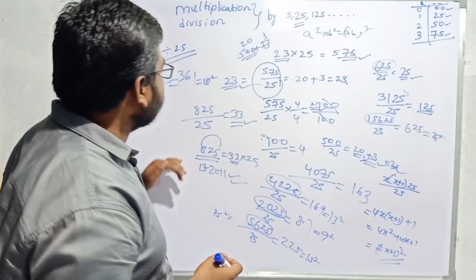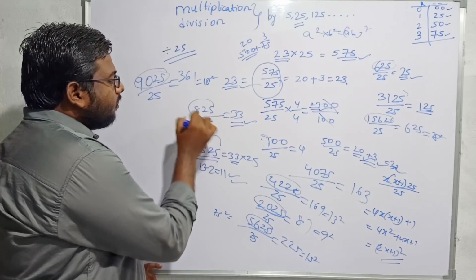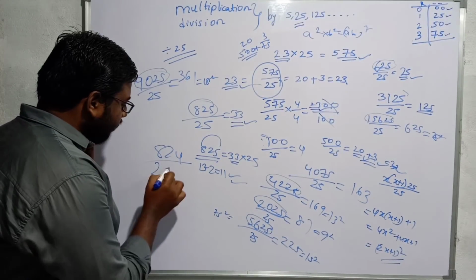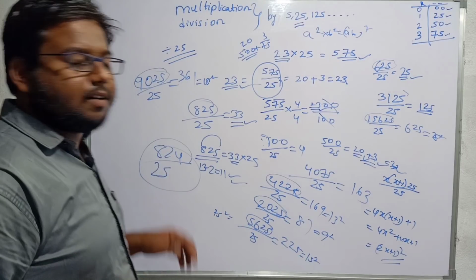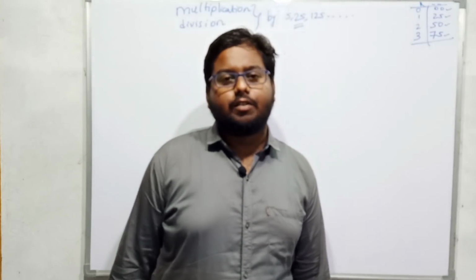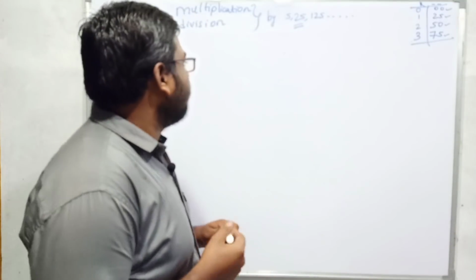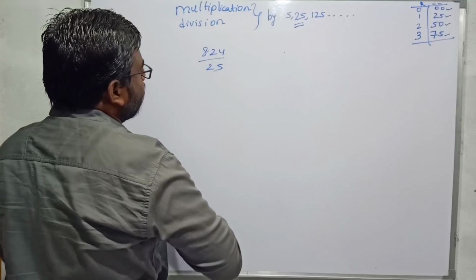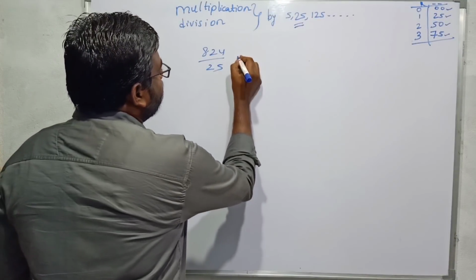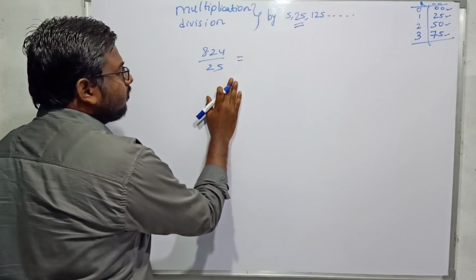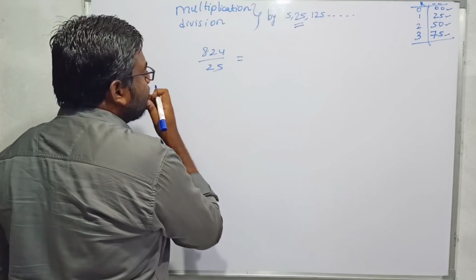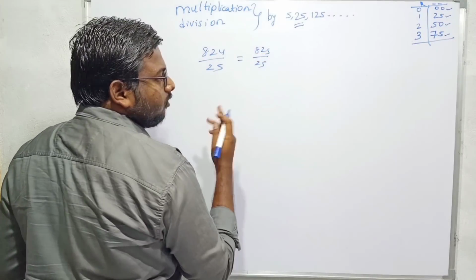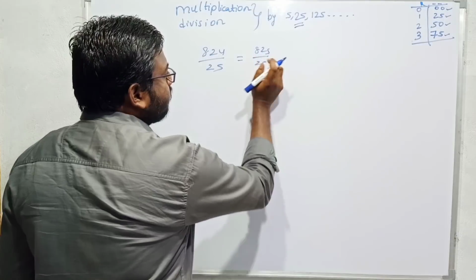So let us see some more cases of this type which are not divisible by 25. For example, 824. Let us see how to deal with 824 divided by 25 without touching the pen, that is, division of numbers by 25 which are not divisible by 25. Up to now we learnt how to calculate division of numbers which are divisible by 25. For example, 825 by 25. We know that 33 is the result of it.